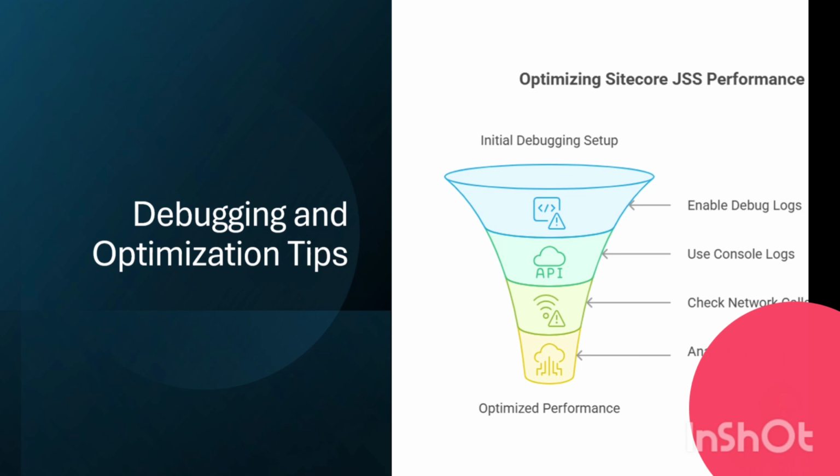Now let's talk about some debugging and optimization tips. First, enable debug logs. You have to set DEBUG=sitecore-jss:* in your terminal, or localStorage debug=jss:* in your browser. This is one of the ways. And then you can use console logs in getServerSideProps to track API request responses. Then check network calls to Sitecore Layout Service or GraphQL endpoints to ensure caching and data fetching are optimized. On cloud platforms like Vercel, use their request logging and edge function analytics to detect bottlenecks.